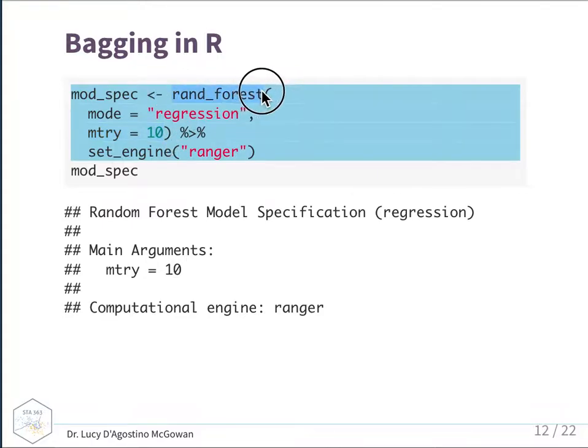And so here, I've set this random forest. My mode is equal to regression. For mtry, I put 10 here because the data set that I'm working with has 10 predictor variables. But if you want to do bagging, you'd want to set that to be whatever number of variables you have in your data set. Obviously there are other parameters that we can set here as well, but this is the most basic form of bagging. And then we'll set our engine to ranger.